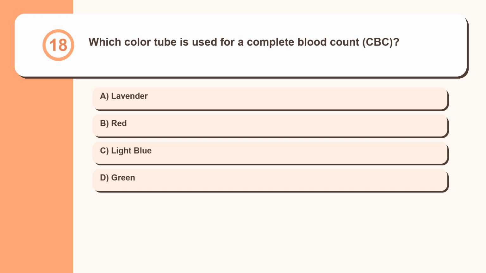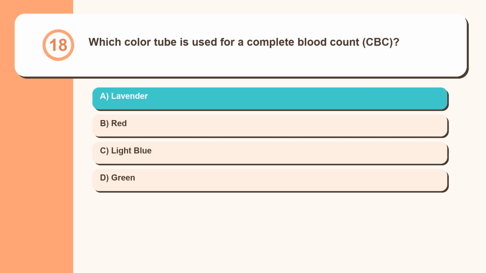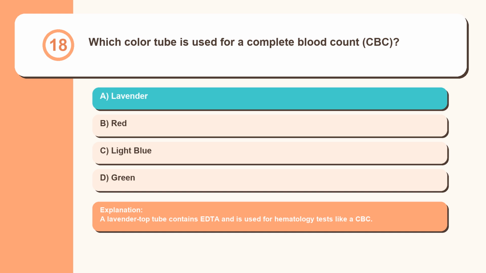Question 18. Which color tube is used for a complete blood count, CBC? Lavender, red, light blue, green. A lavender top tube contains EDTA and is used for hematology tests like a CBC.